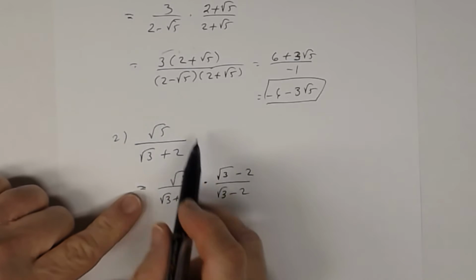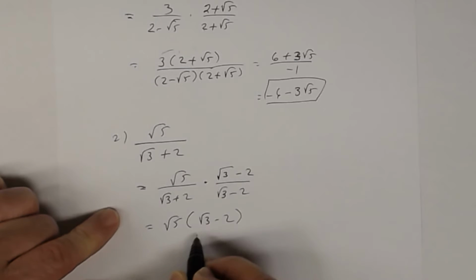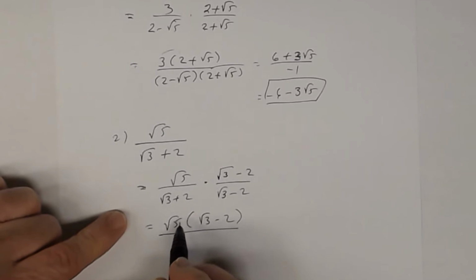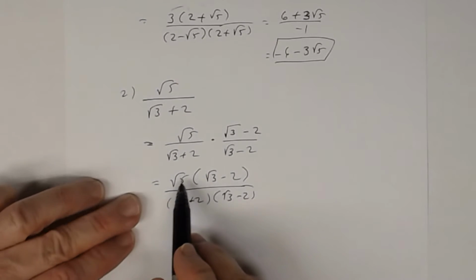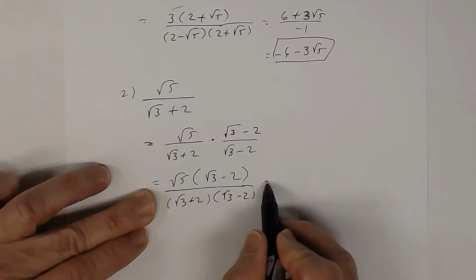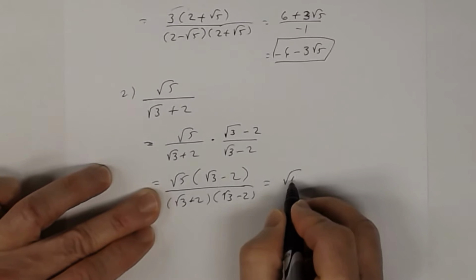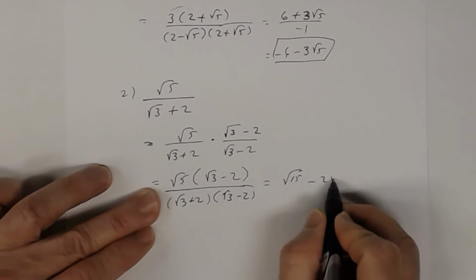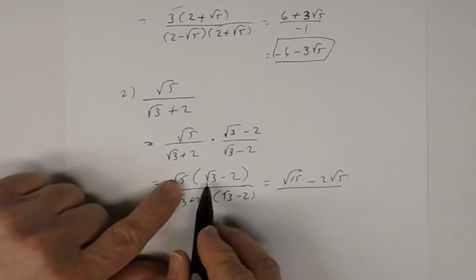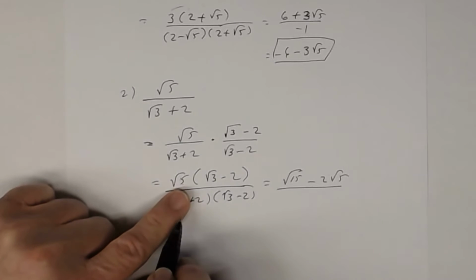Now, just like we did previously, let's go ahead and rewrite this as the square root of 5 times the square root of 3 minus 2, divided by the square root of 3 plus 2 times the square root of 3 minus 2. Okay? All right. Now let's distribute the numerator. Now you got to remember some properties. The square root of 5 times the square root of 3 is the square root of 15. Minus, and then the square root of 5 times 2 is 2 square root of 5. See, those two radicals were the same, so you multiply the radicands together.